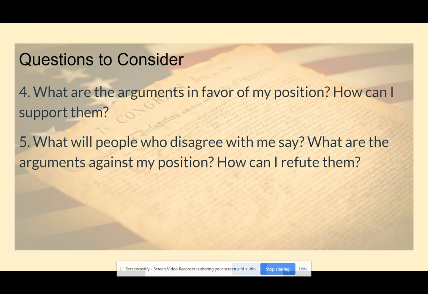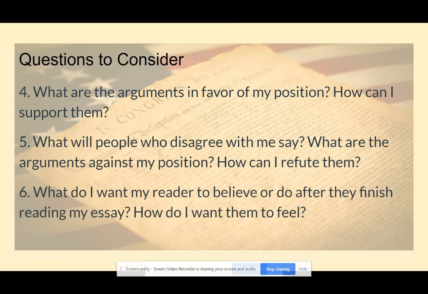Well, this one's kind of easy. It's right, left. It's those who understand what it is to live in a country that does not value human dignity versus those who have never had to experience that in their lives. They've always got what they wanted. And then, what do I want my reader to believe or do after they finish reading my essay? How do I want them to feel? That's all for the conclusion.